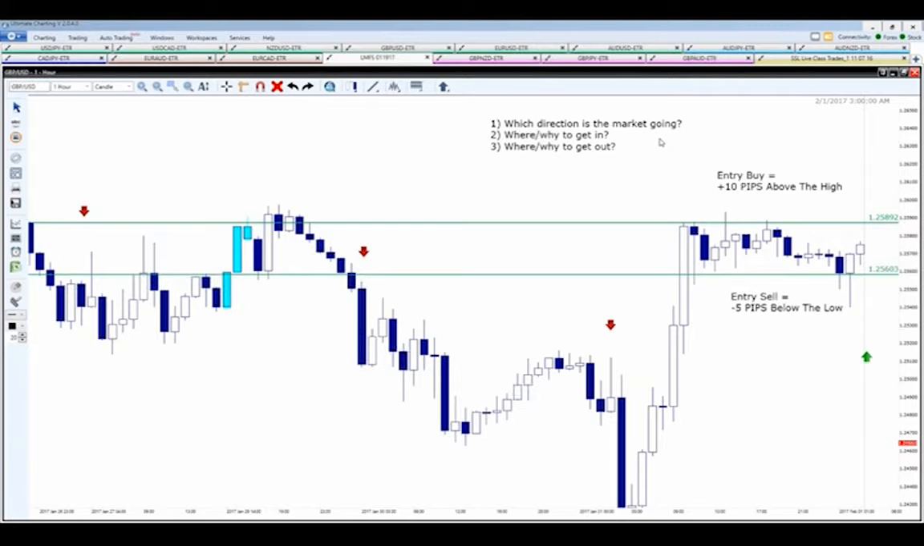Before I move forward, Charles just asked a very good question as well. Charles asked why 10 pips above and 5 pips below. I'm not going to go into a lot of detail about that, Charles, but once again, in that video, I think Josh goes into much greater detail. I don't have a lot of time to go into the details about this.